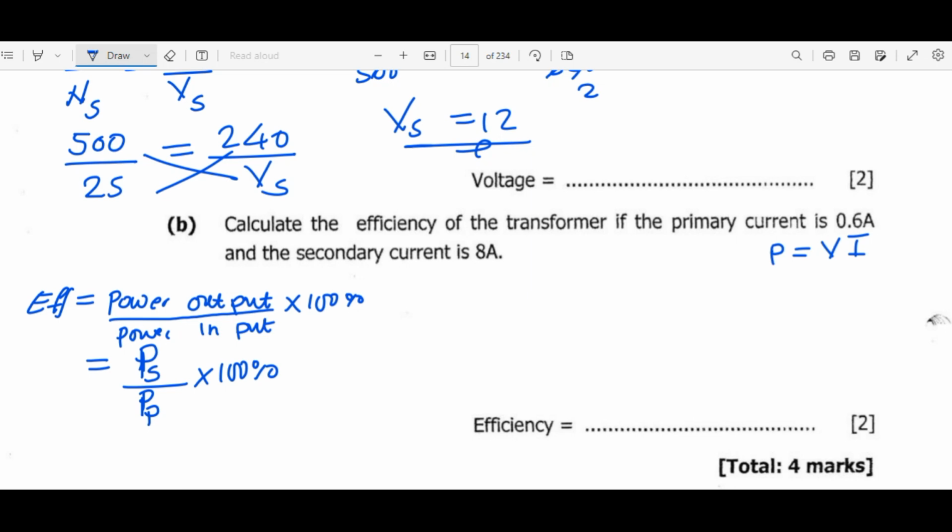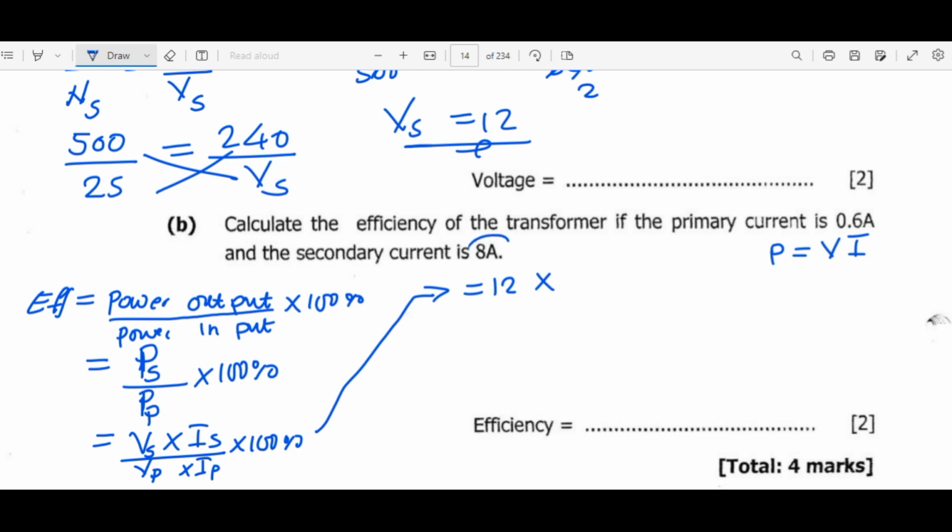Then the power is equal to VI. So on top, we are going to have Vs, which is the secondary, times the Is, over Vp times the Ip, multiplied by 100%. Then we continue. Voltage on the secondary is 12 times the current on the secondary is 8, over voltage on the primary is 240, then current on the primary is 0.6, multiplied by 100%.